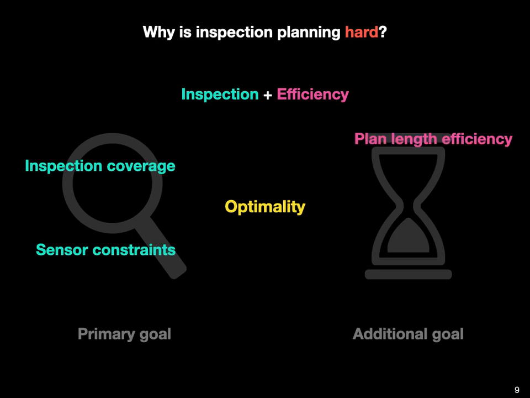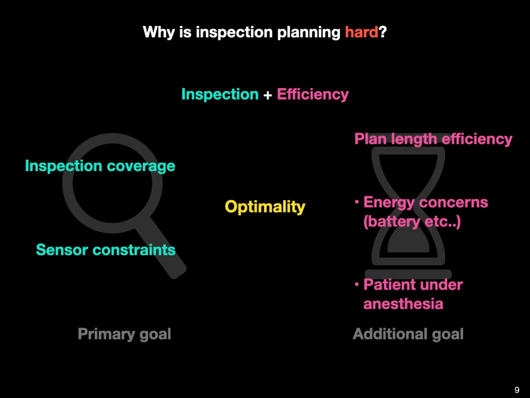And as an additional goal, we also have to consider plan length, which could correspond to procedure time or distance traveled by the robot. For example, we need to consider battery constraints for mobile robots. It is even more important in the medical case, since the procedure should be completed as fast as safely possible to reduce costs and improve patient outcomes, especially if the patient is under anesthesia.